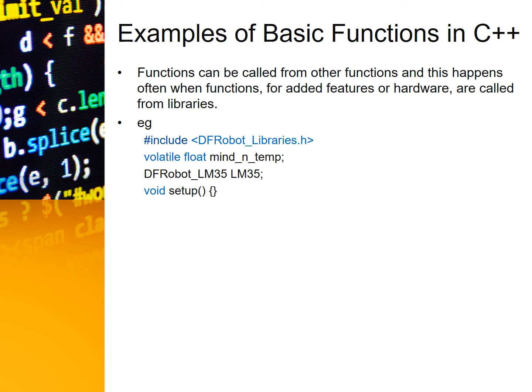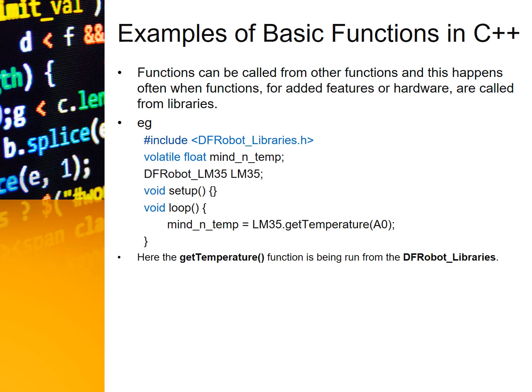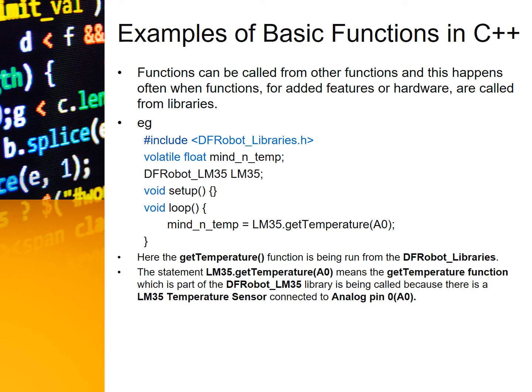Void setup. There's nothing we need to do to set up this program. Void loop. And then this is what we do, we say this variable gets a value of lm35 dot, in other words, the get temperature function that's in the lm35 library, and it's on analog pin 0. Close it, and as we said, it's coming from that library, and it's getting the temperature function from that library to then put the temperature into mind_n_temp. Do you have to have this with variables? No, you don't. But if you set your program up through Mind+, which we'll talk about later, this is how the variables are described.